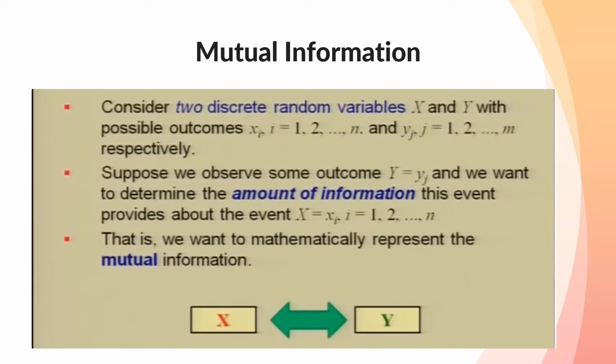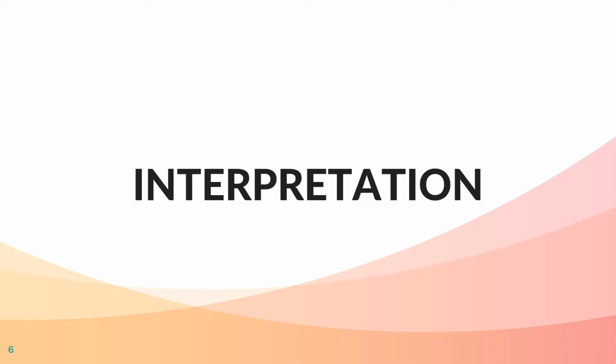In order to define mutual information, let us consider two discrete random variables x and y. The meaning of mutual information is how we can predict y if x is given, or how we can predict x if y is given. So there exists mutual information between two events x and y. We can interpret this mutual information by taking some practical day-to-day examples.